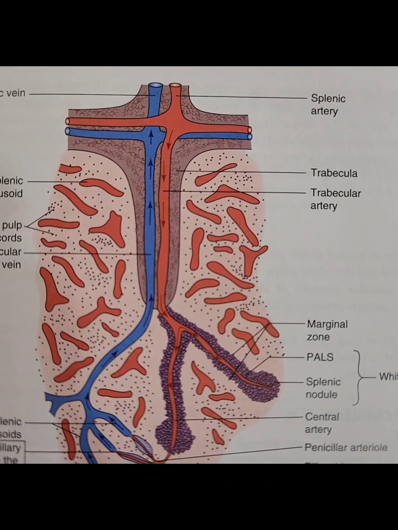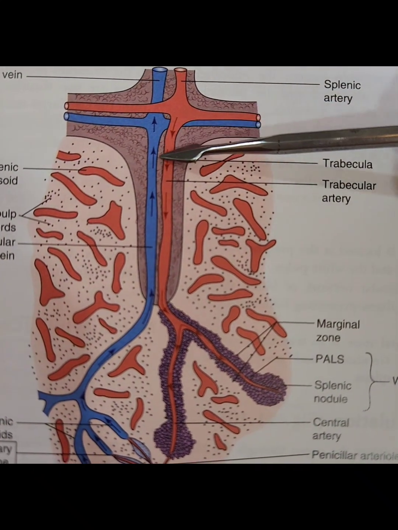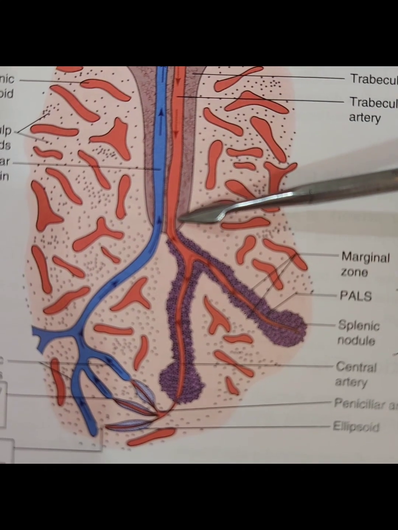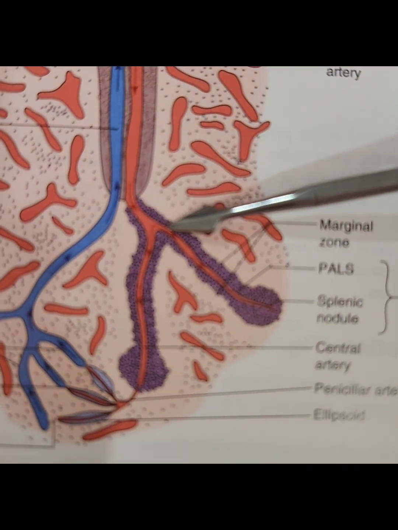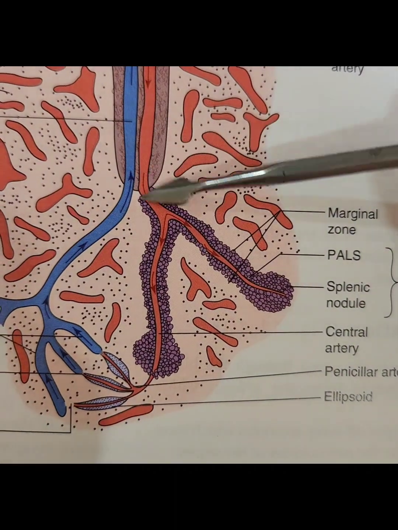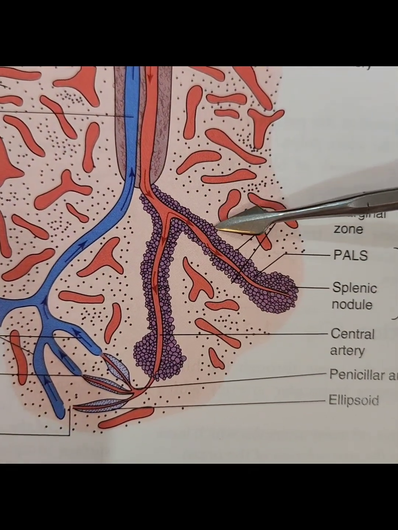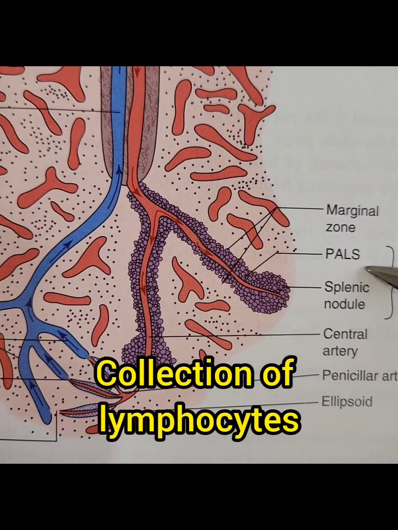Splenic artery enters through its hilum. Within the connective tissue material, it passes. So this is the trabeculae through which the artery is passing. It is dividing into arterioles. We can see in the pulp, the splenic artery is covered by a lymphatic sheath around it. So this is called the peri-arterial lymphatic sheath, which makes white pulp.